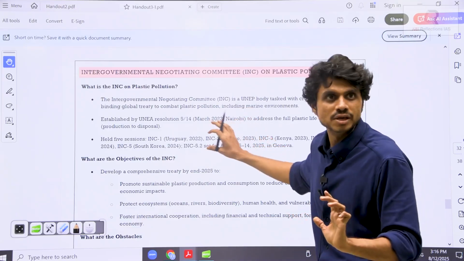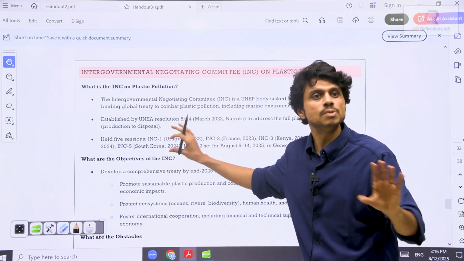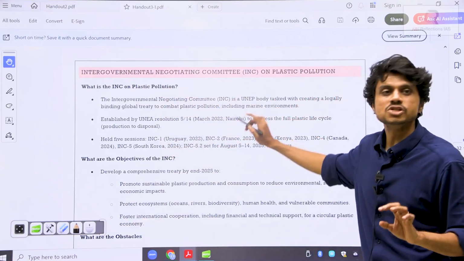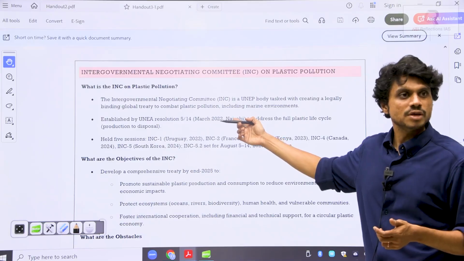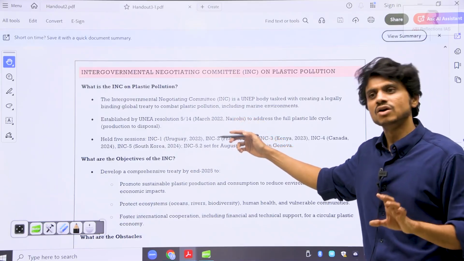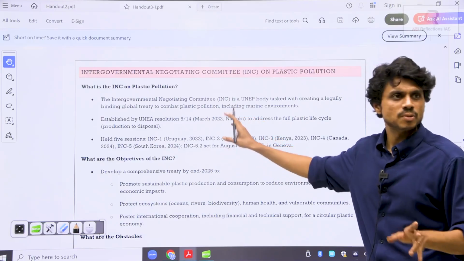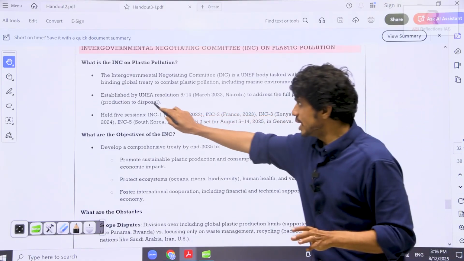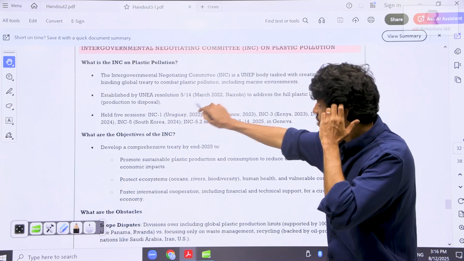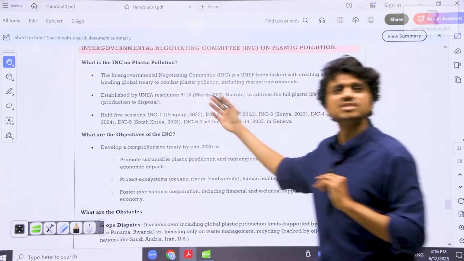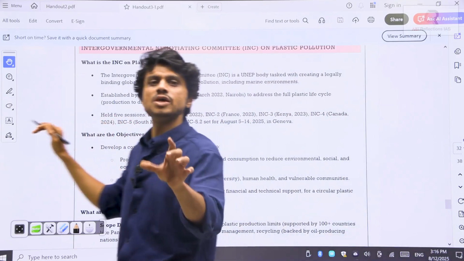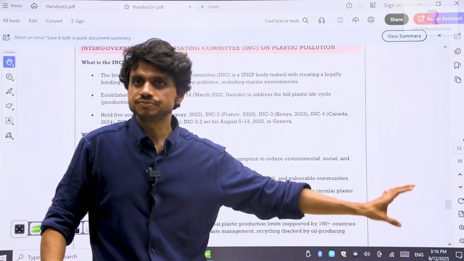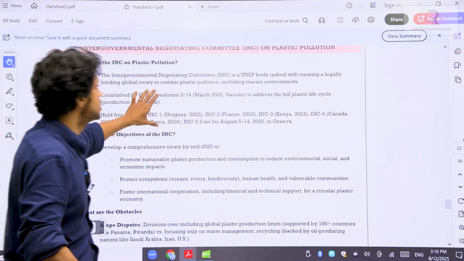Okay, UNEP. This is a very important factual prelims question. They may ask, the Intergovernmental Negotiating Committee is an initiative of what? They may put UNESCO, WTO, WHO, different things. It is by the UNEP. Established by UNEA Resolution 5/14. That means various discussions. So 5/14, UNEA, United Nations Environment Assembly resolution. What is that resolution 5/14 they talk about?